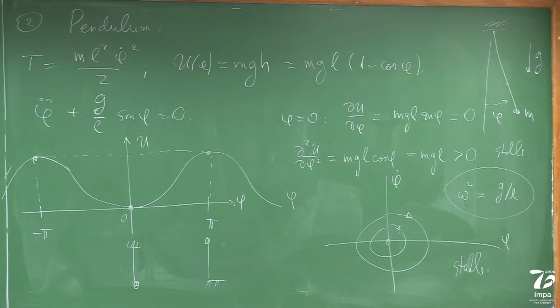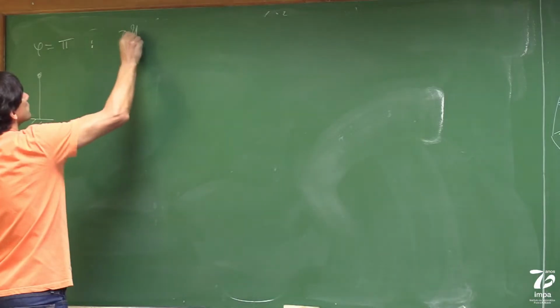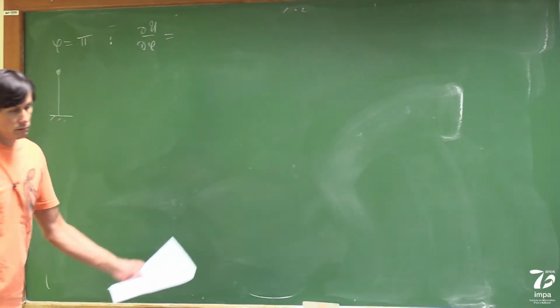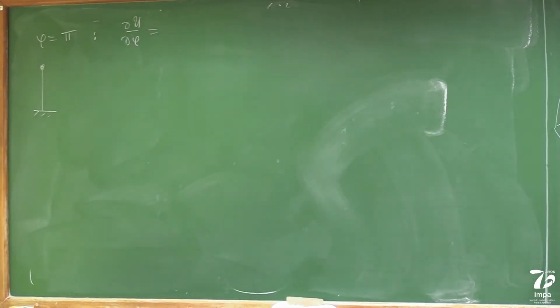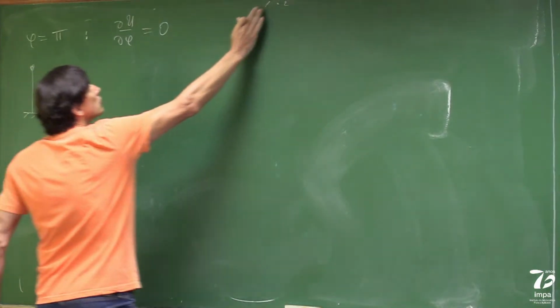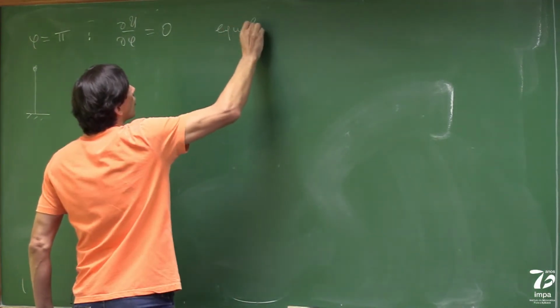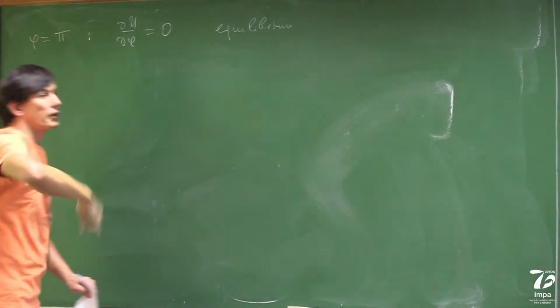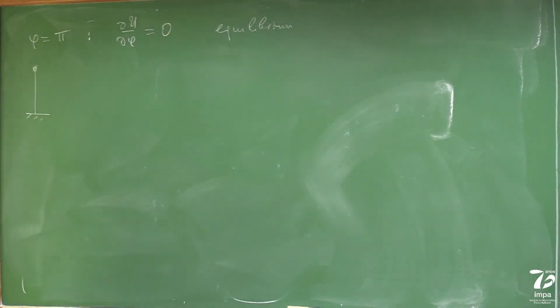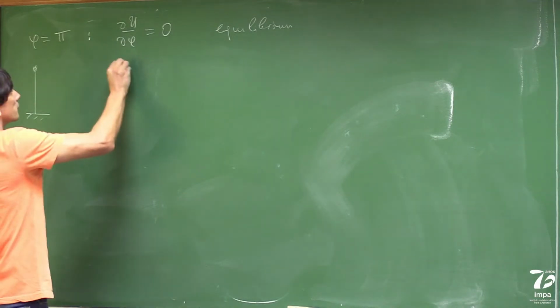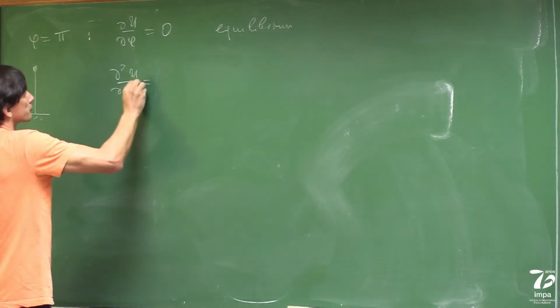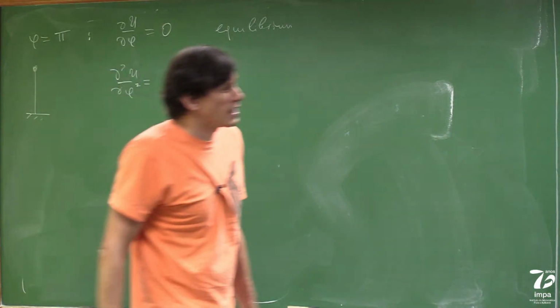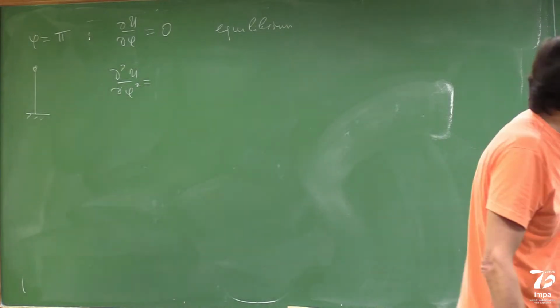Positive, negative is the same thing. So this is a motion near the inverted position of the pendulum. So derivative, you see it's sine, right? So at pi it's still 0. So it's still equilibrium. So if you put the pendulum in the vertical position, it exactly should stay. And the second derivative, it's cosine, but cosine at pi is -1, so it's negative.